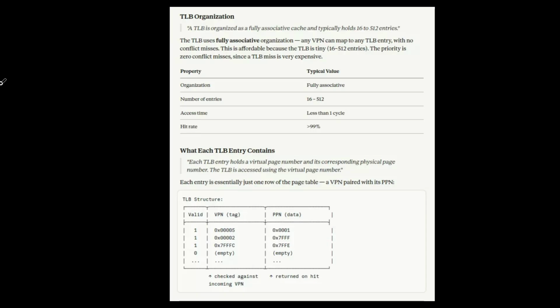So how is the TLB organized? The organization is a fully associative cache. The number of entries in the TLB is 16 to 512, the access time would be less than 1 cycle, and the hit rate would be greater than 99%. These are the things that you have to understand in the TLB.